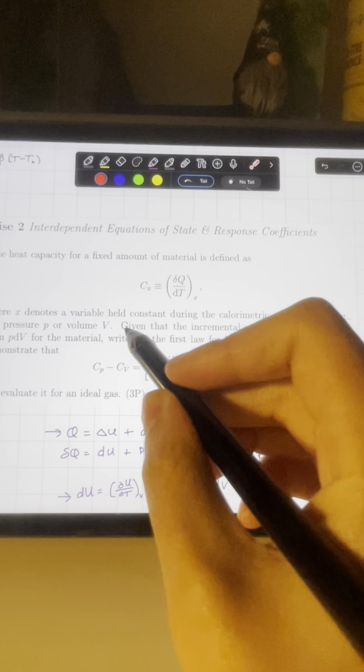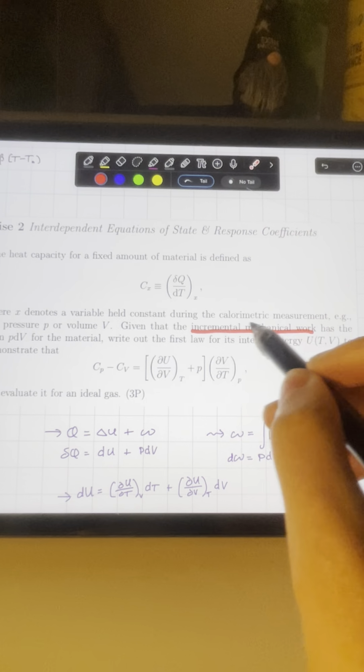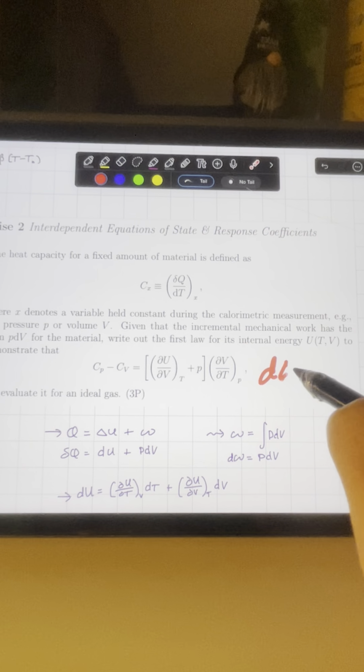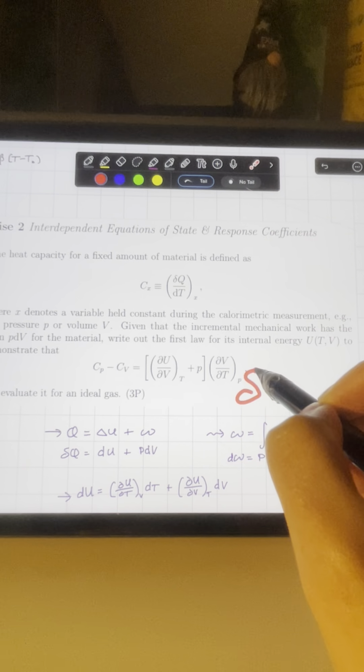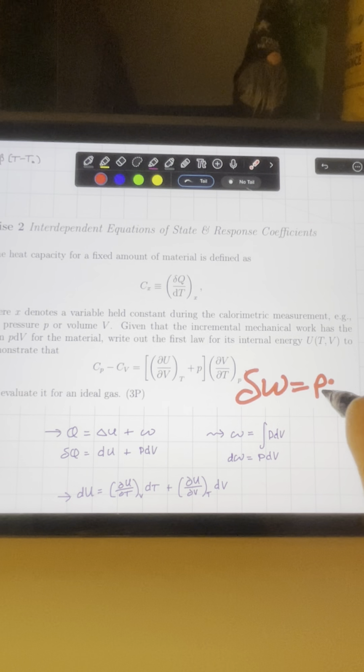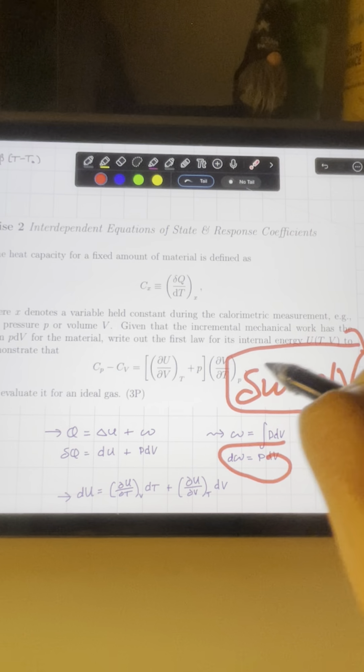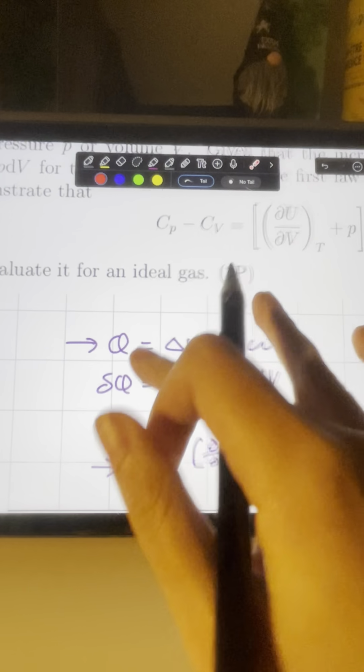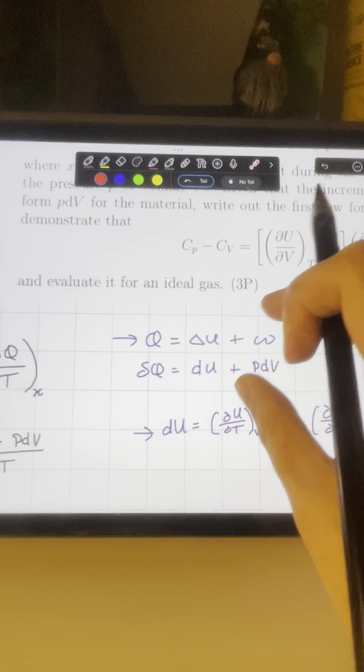So what he's saying here, given that incremental mechanical work has the form PdV, it's just dW is equal to PdV. This is what he wants. And the first law for the internal energy is this one here: Q is equal to delta U plus W.